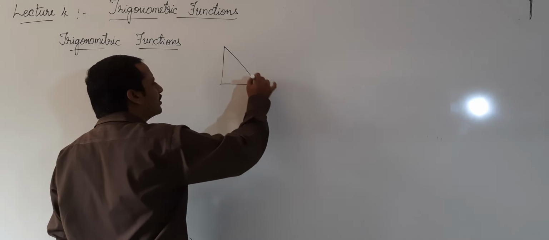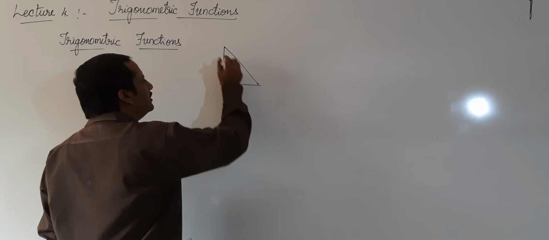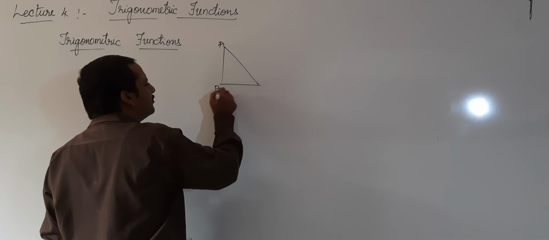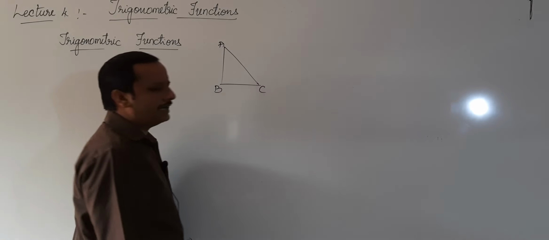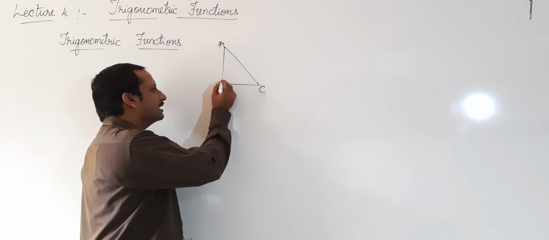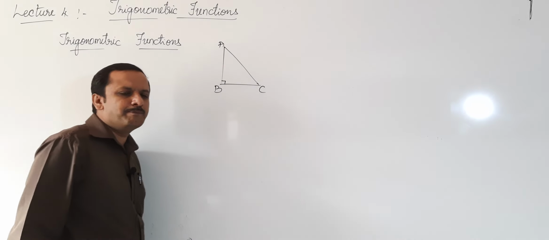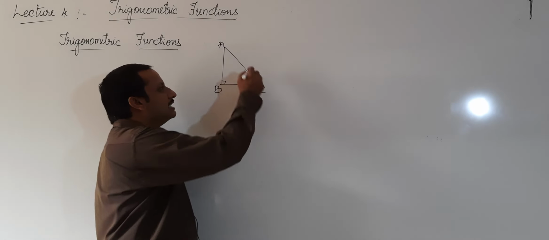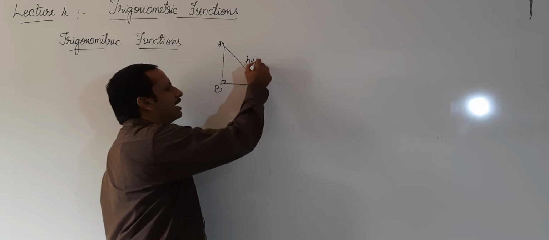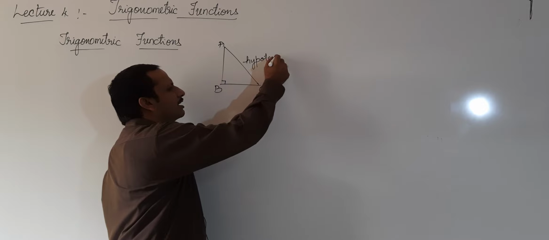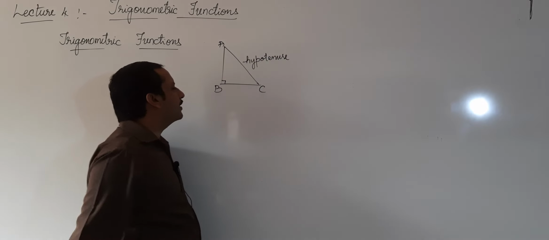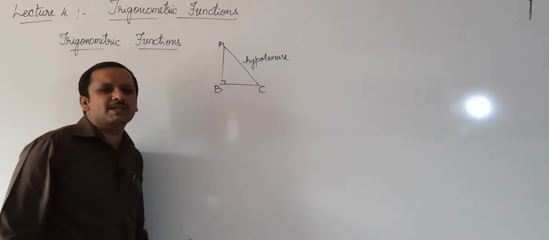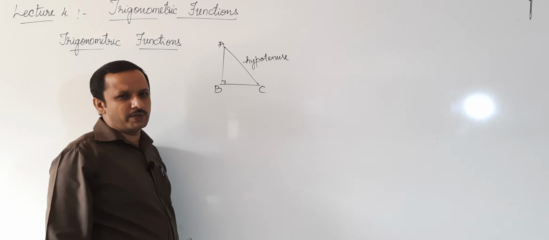Right-angled triangle is lamba kona tribhuja. Okay. So, I will call this ABC, a right-angled triangle. So, this angle is 90 degrees, obviously. The side that is opposite to the right angle is called the hypotenuse. Okay. So, the side that is opposite to the right angle is called the hypotenuse.